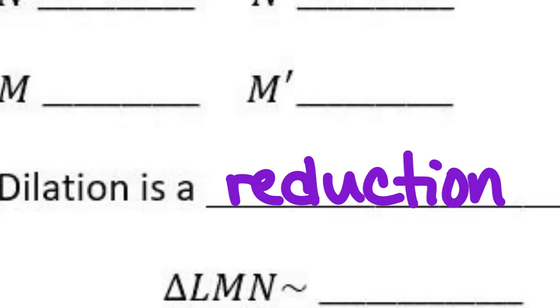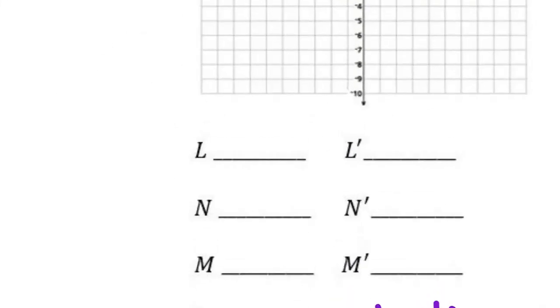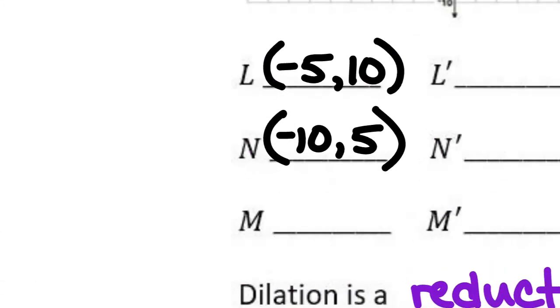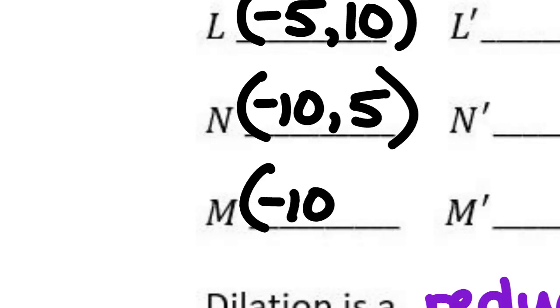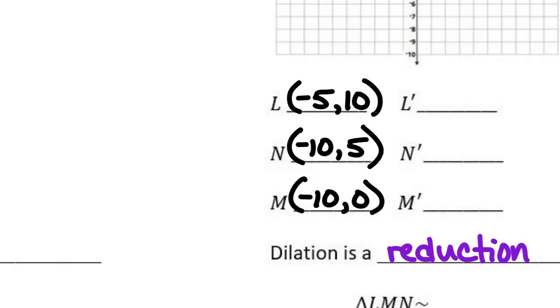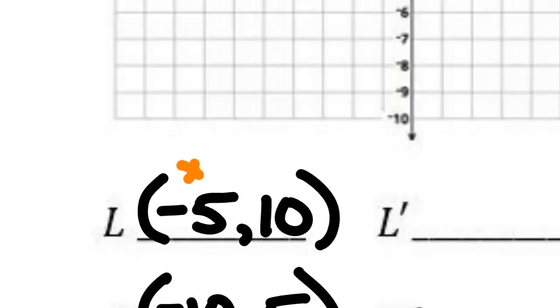All right, let's go through and do this. I need my original ordered pairs for L, N, and M. What's the ordered pair for L? -5, 10. What about for N? -10, 5. And M? -10, 0. And what do I have to do to both the X parts and the Y parts for each of those? Multiply by 0.5.